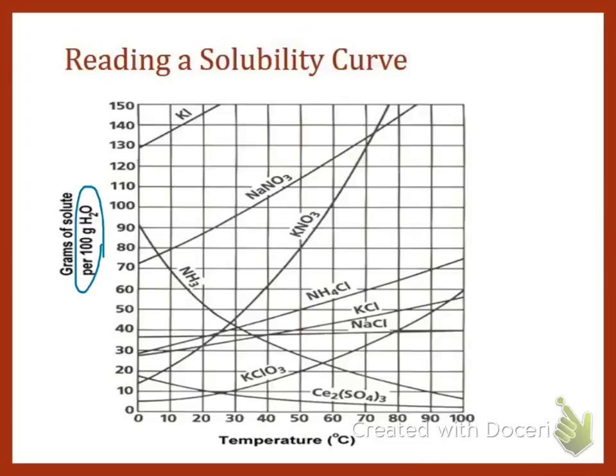So if I was looking at this and said, okay, at 40 degrees, how much sodium nitrate could I dissolve? What would you tell me? About 105 right here, right? About 105. Okay. So that would be its saturation point. 105 grams of sodium nitrate in 100 grams of water is a saturated solution. When you're on the line, it's saturated. That's the maximum amount. Okay?